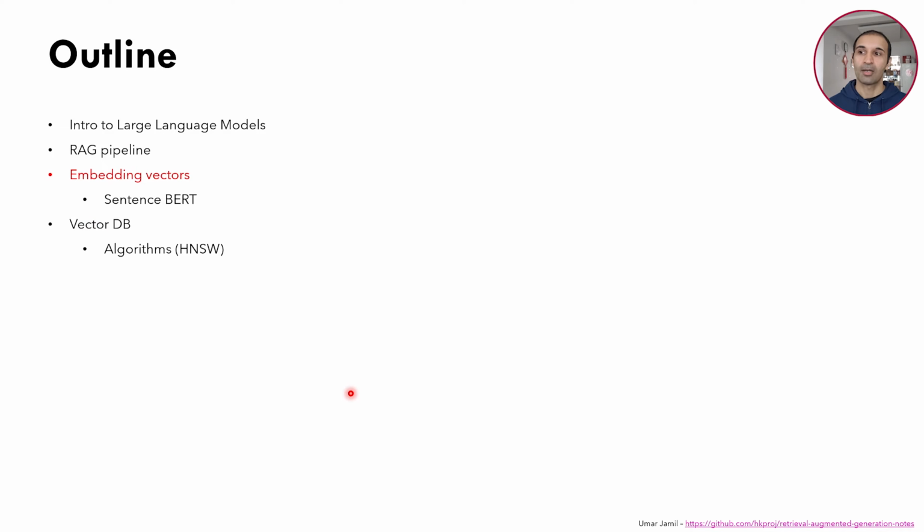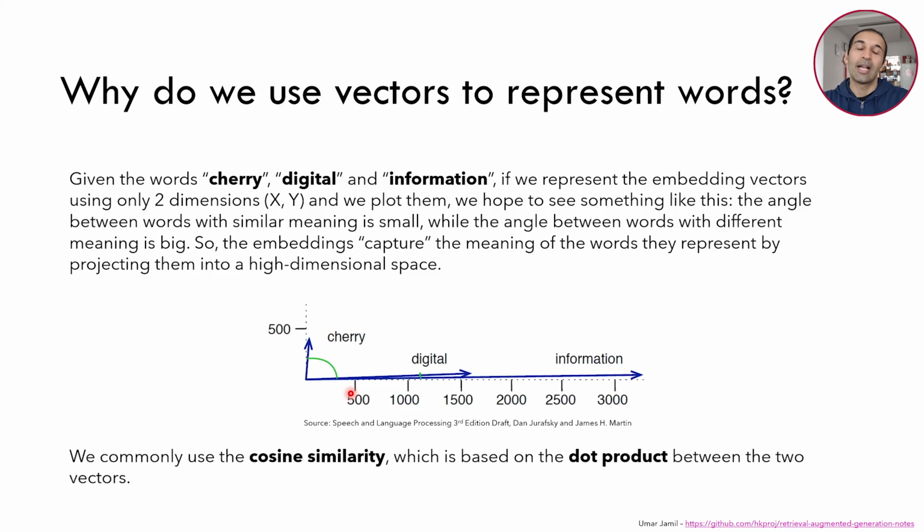Now let's talk about embedding vectors, what they are and how they work. Okay, first of all, why do we use vectors to represent words? For example, given the words cherry, digital, and information, if we represent embedding vectors using only 2 dimensions, so as you remember, in the vanilla transformer each embedding vector is 512 dimensions, but imagine we are in a simpler world, we only have 2 dimensions. So we can plot these embedding vectors on an XY plane.